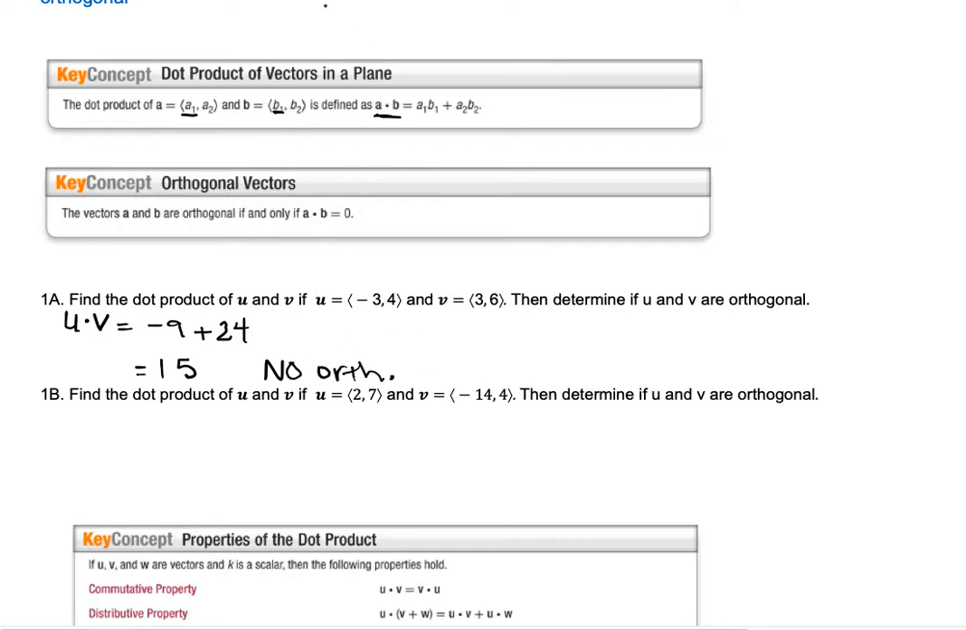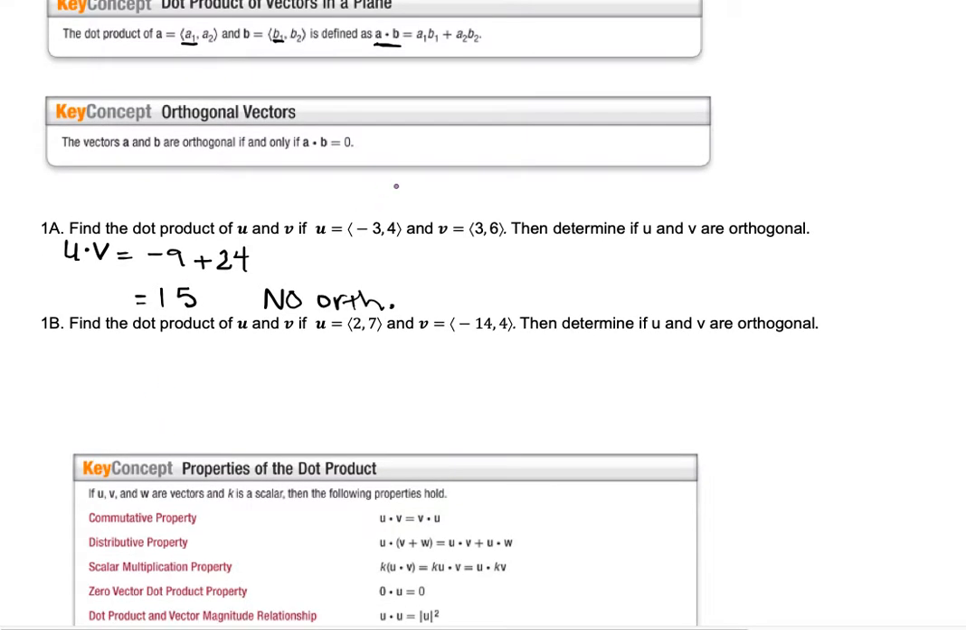We'll try the next one. It says u and v are 2, 7 and negative 14, 4. So again, the dot product, we're just going to multiply the x's in a sense. So 2 times negative 14 is negative 28, and add it to 7 times 4, which is 28. Look at that, we get a 0 for the product, which means this is definitely orthogonal. And that's all orthogonal means.